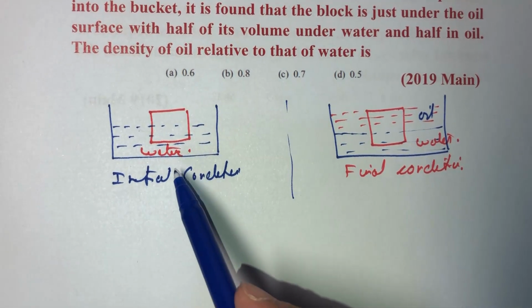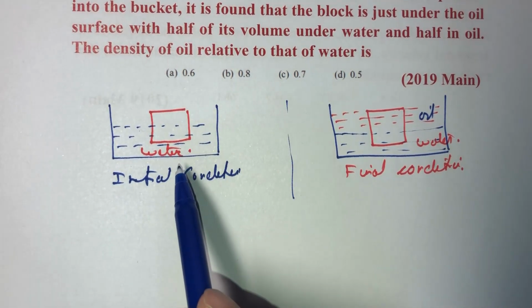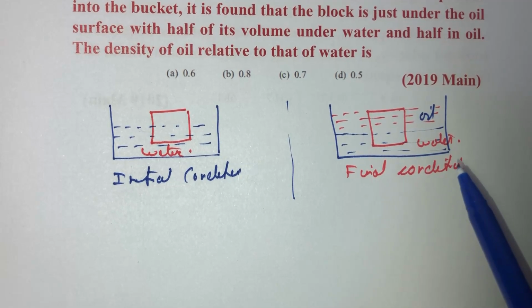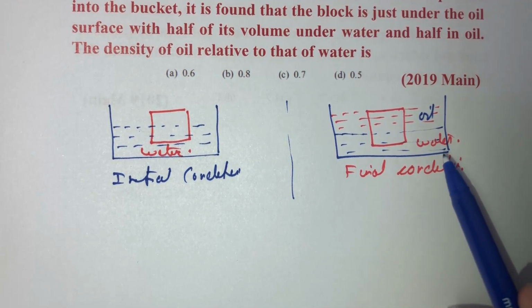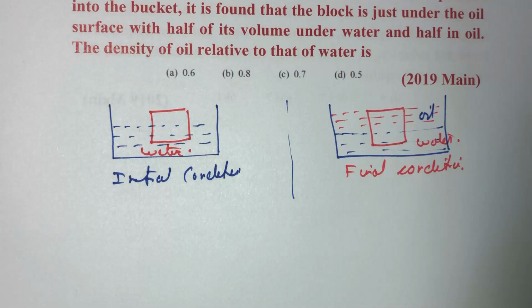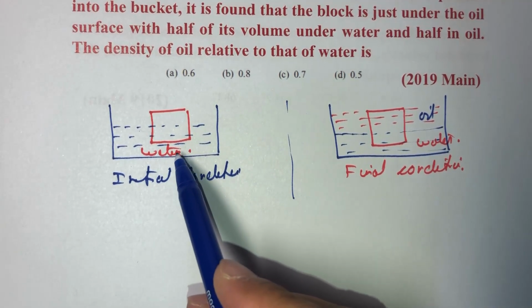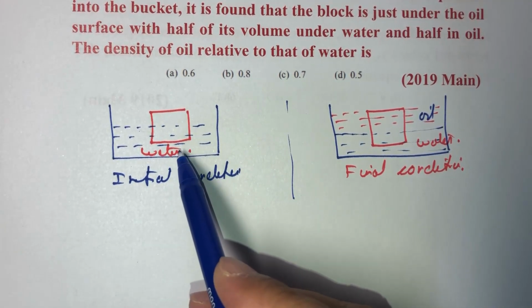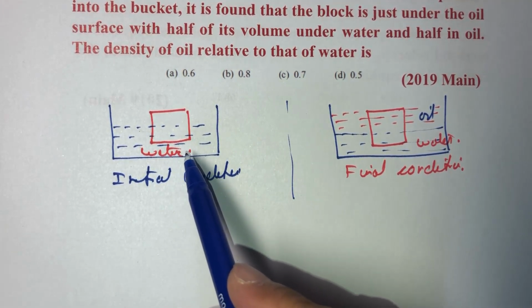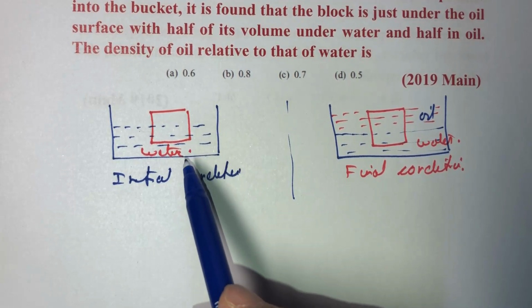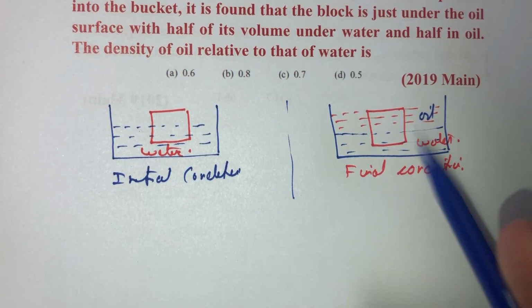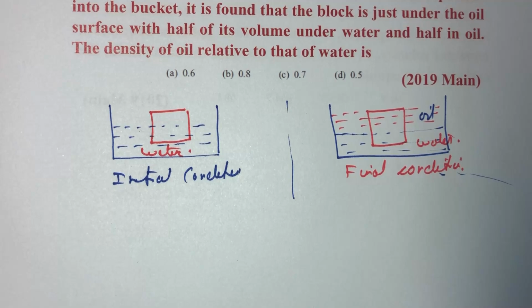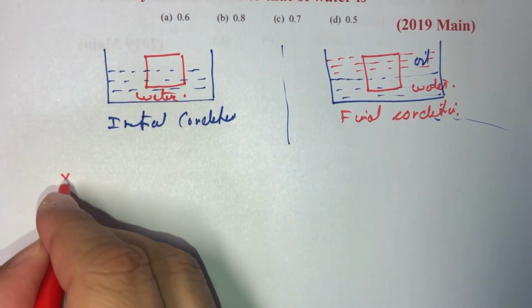So in the first case, the buoyant force will be only because of the water, and in the second case, the buoyant force will be the summation of the oil buoyant force as well as the buoyant force provided by the water. In the first case, the weight will be balanced only by the water. In the second case, it will be balanced by the oil and water. So this is the basic premise of the solution. So let us discuss first of all the initial condition.